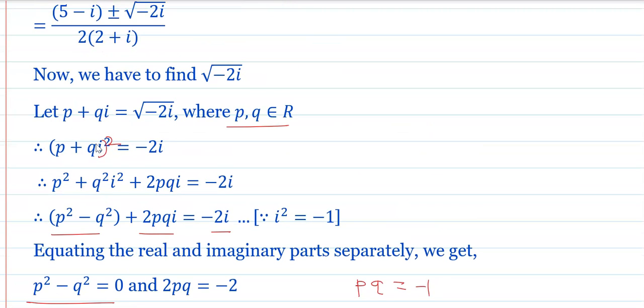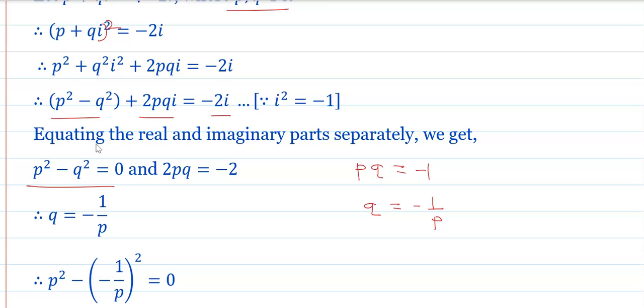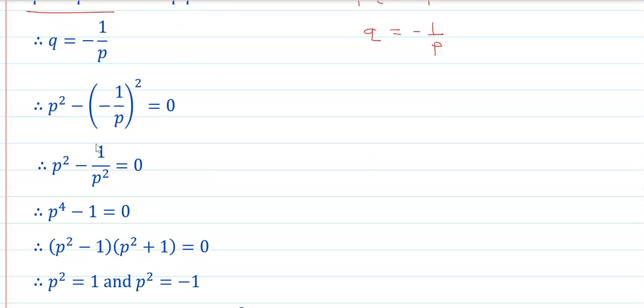Substitute this value in the expression p² − q² = 0. Therefore, p² − (−1/p)² = 0, that is p² − 1/p² = 0. Multiply on both sides by p²: p² into p², you will get p⁴, and p² into 1/p² gets cancelled, you will get 1. So p⁴ − 1 = 0.